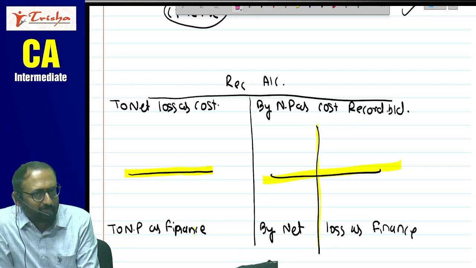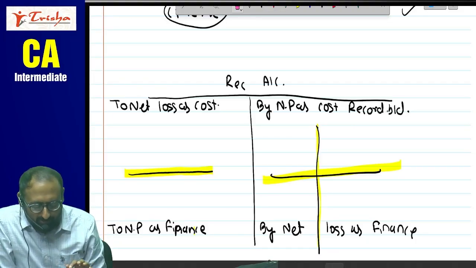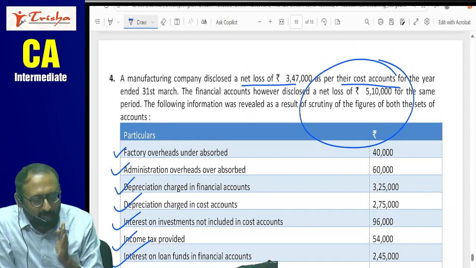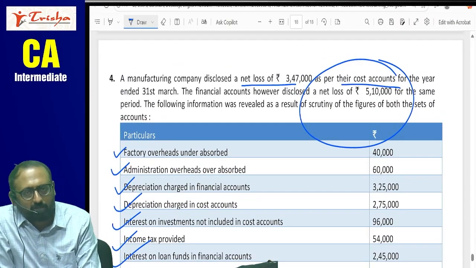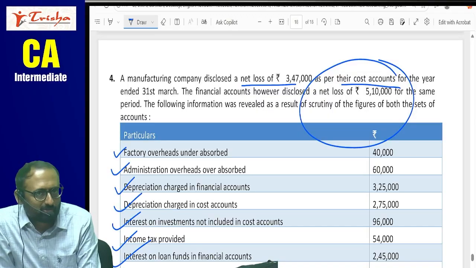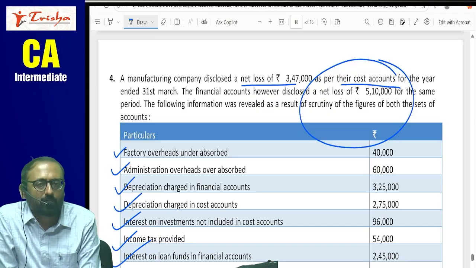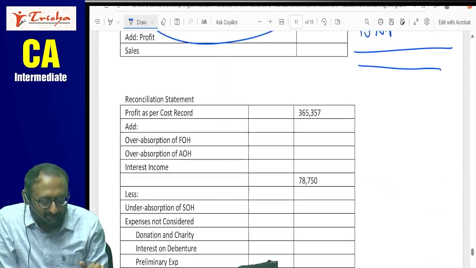Yes, sir. So here we have completed all the questions of this cost accounting system. We have taken integrated questions, non-integrated questions, reconciliation. Two questions I have taken. Reconciliation account, I told you. Reconciliation statement also we have prepared. So this topic is completed.